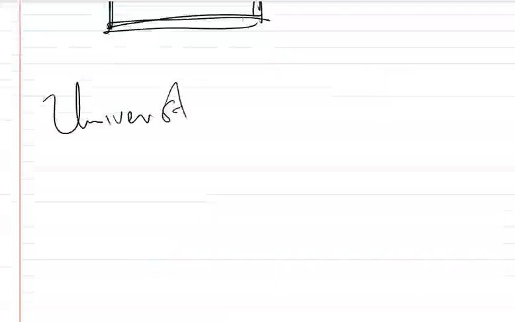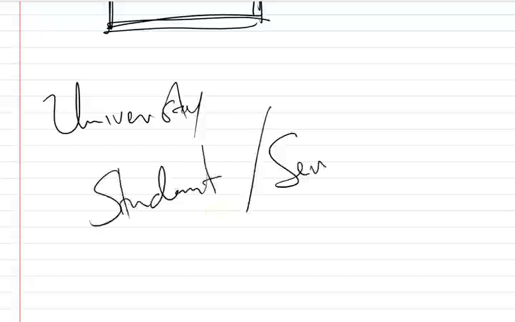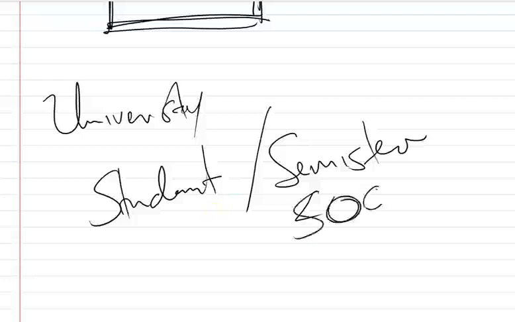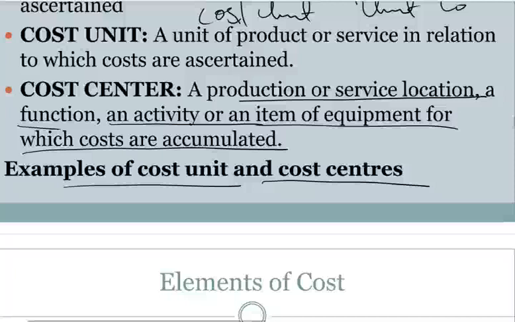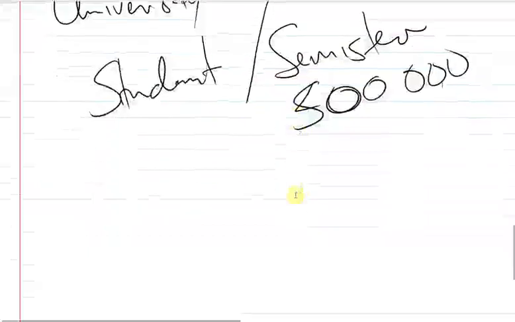In terms of a university, like maybe the Polytechnic University, what can be the cost unit? So cost unit can be a student per semester. How much is a student paying per semester? Maybe it's 500,000 per student per semester. So that's the cost unit. While cost center is, we can say, like cafeteria for investors where people can just go eat.